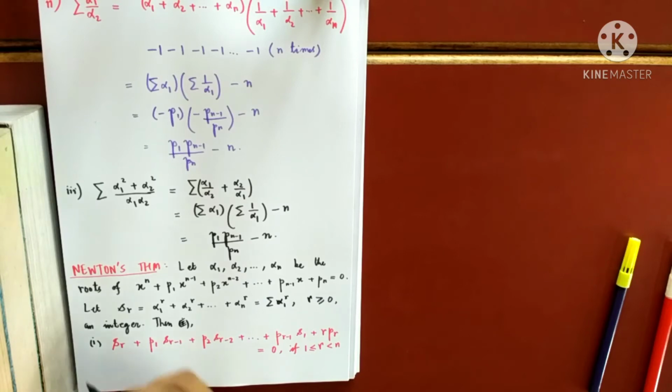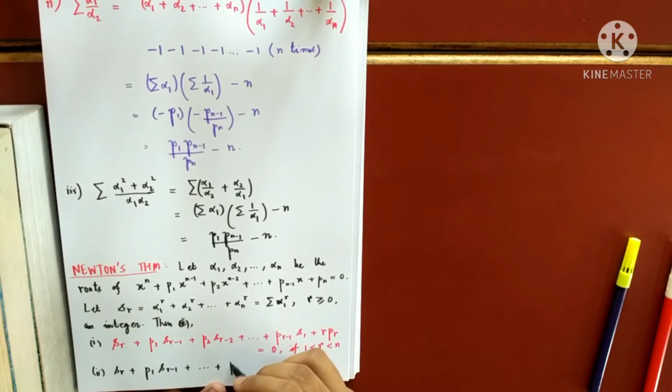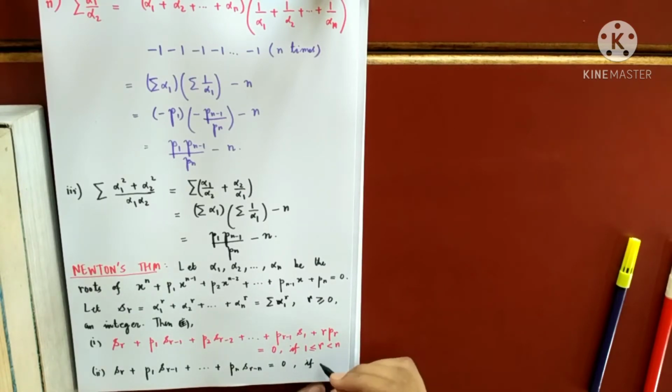And number 2, it is like this. SR plus P1 SR minus 1, same thing, the last term will be Pn S (R minus n), equals 0 if R is greater than or equal to n.